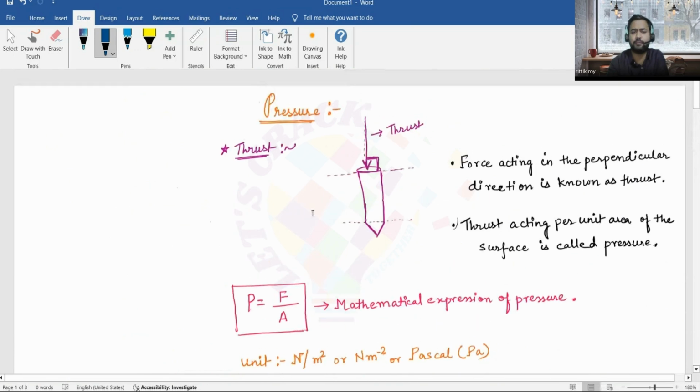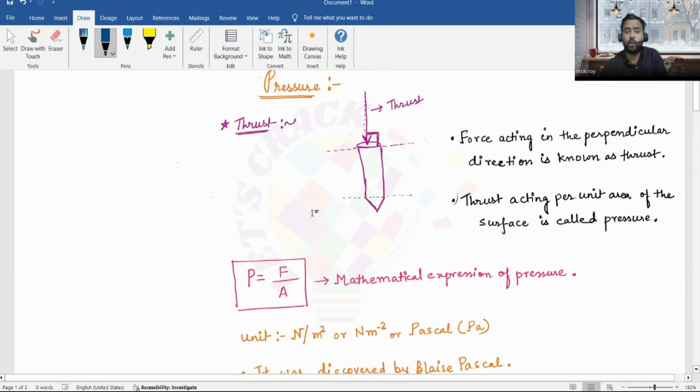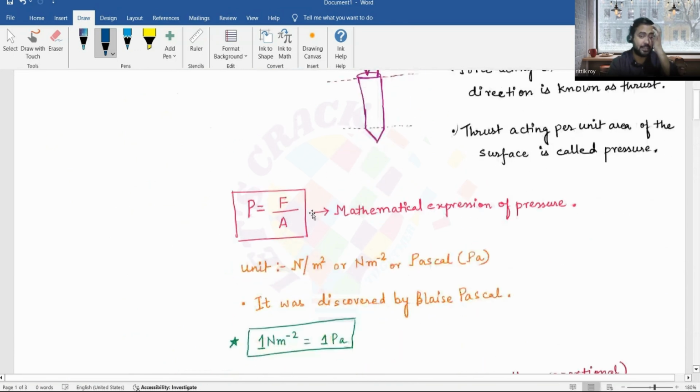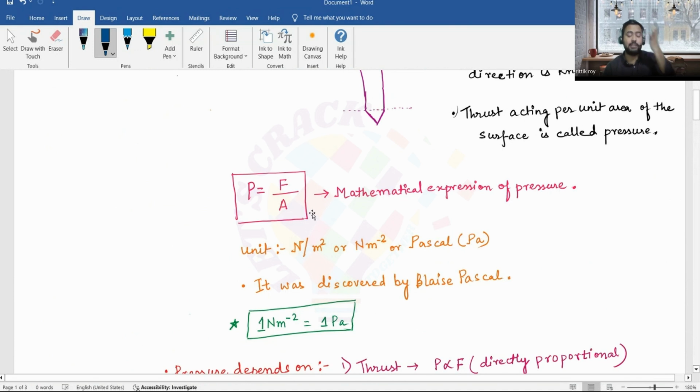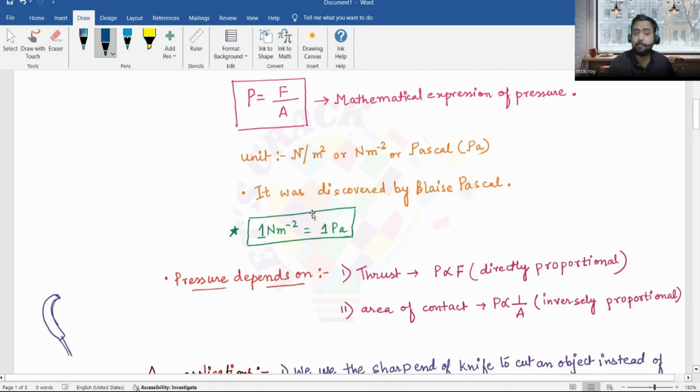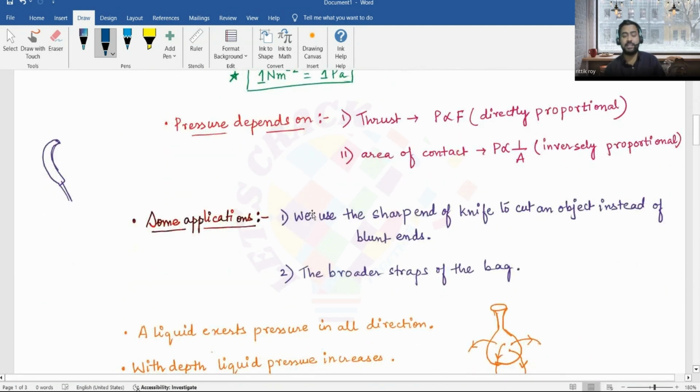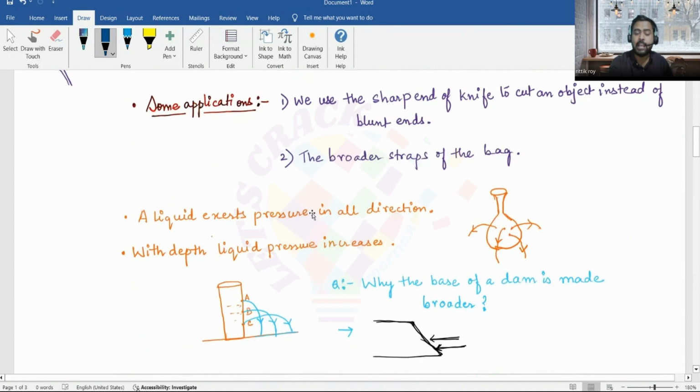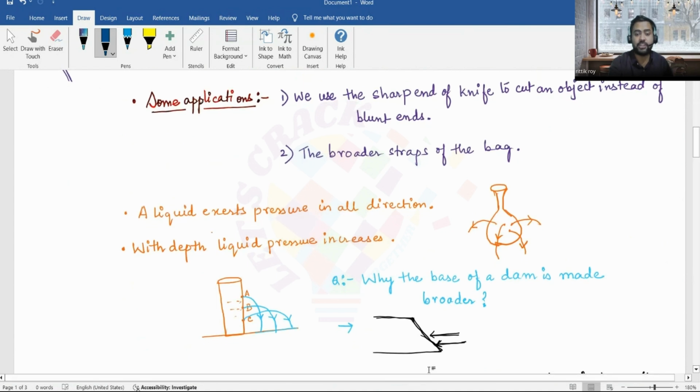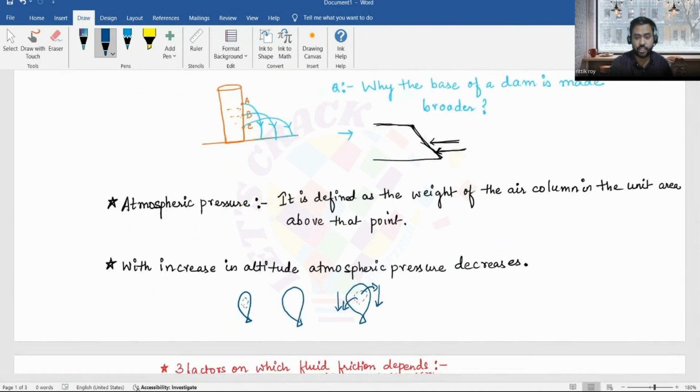So this is what you have to study in pressure. I hope you have enjoyed the class. You have understood the mathematical expression, the definitions, the units, who discovered them, on what factors pressure depends, and some applications related to that. You have also understood about liquid pressure and air pressure. So this was all we have to study in this chapter.